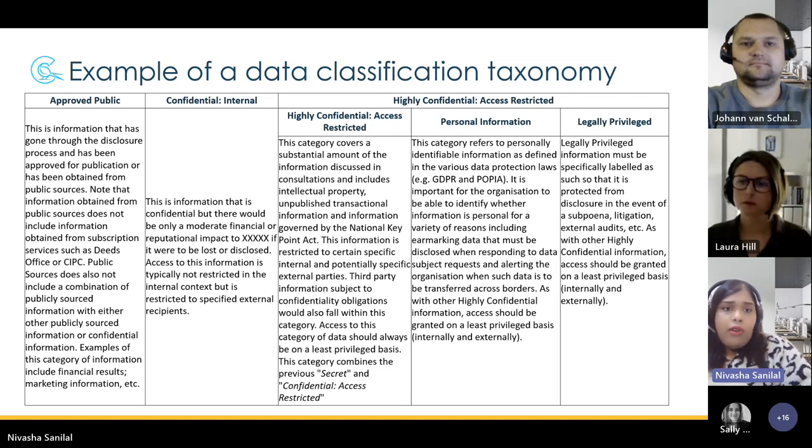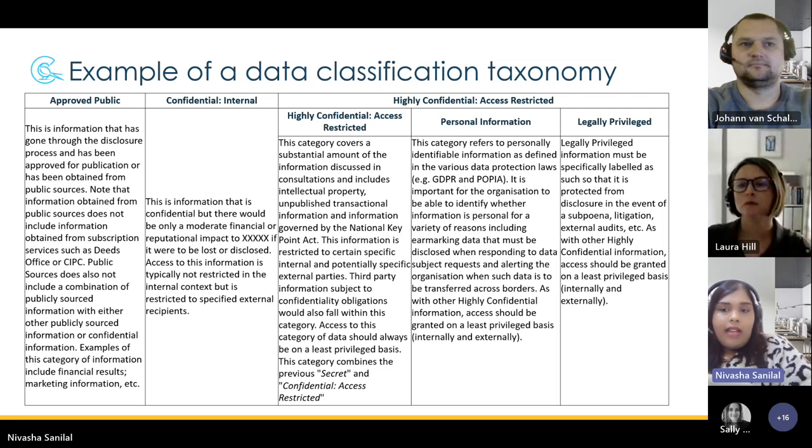So for example, one type of sensitivity classification I'd use here is highly confidential, access restricted. That might be one type, but it might mean one thing to finance and something else to HR. But the classification level still does the same thing, which speaks to, I think, what Johan and Laura said earlier about the protection living with that document.